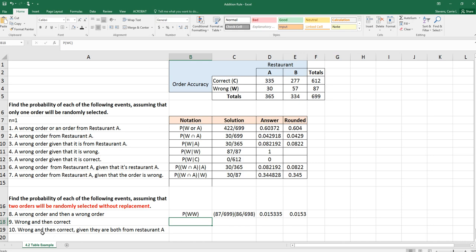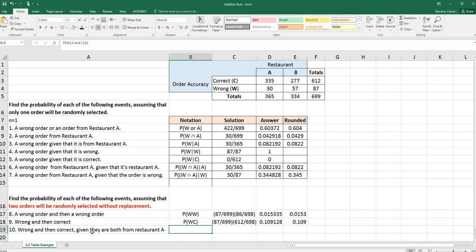like that. Then we have number 9, wrong and then correct. Wrong and then correct. So, it looks the same on the first try, but then on the second try this time we're showing the number of correct orders, which is 612. I had taken out a wrong order, so there's still a total of 612 correct orders left, and then the grand total has reduced by 1, so 698. And then the decimal answer and then the rounded answer.